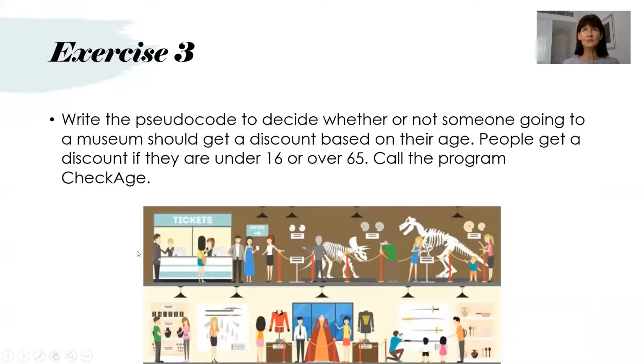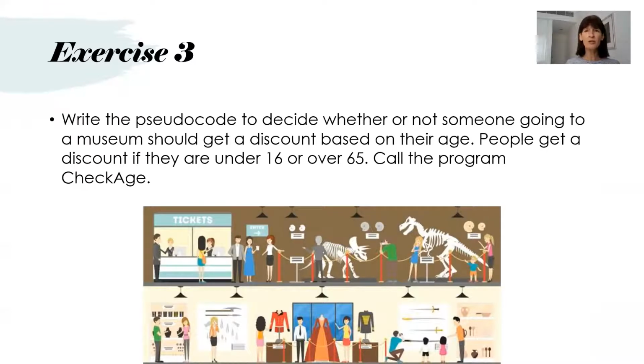Here's an exercise for you to try. Write the pseudocode to decide whether or not someone going to a museum should get a discount based on their age. People get a discount if they are under 16 or over 65, which is the if statement I showed you previously. So call the program check age.